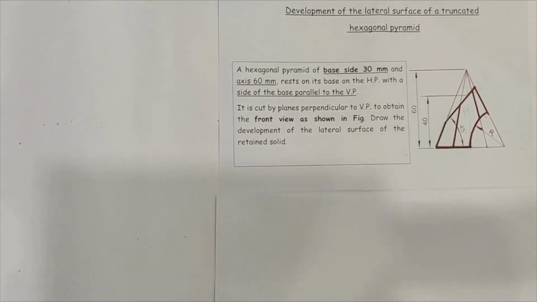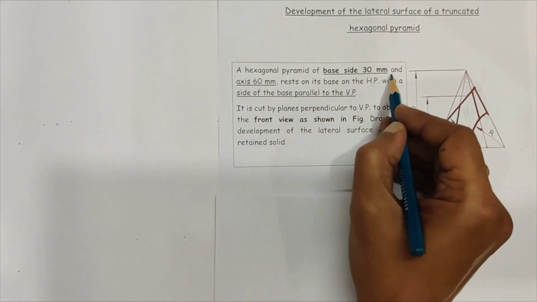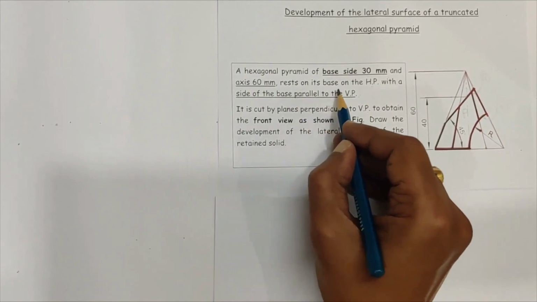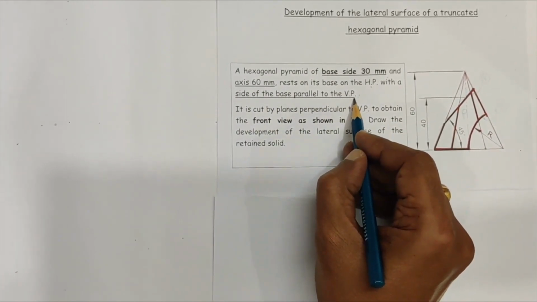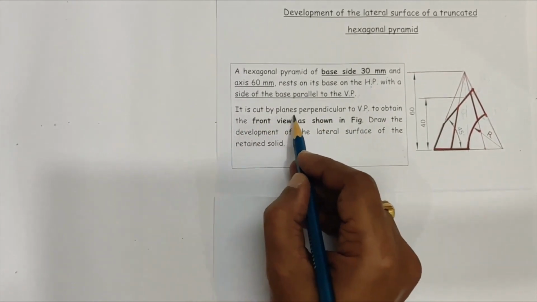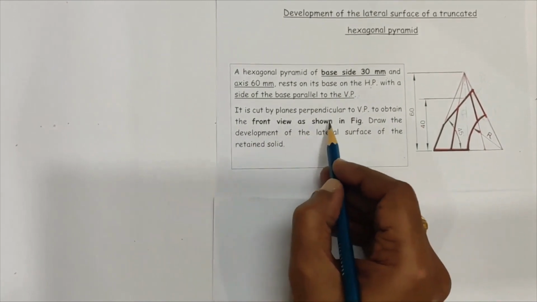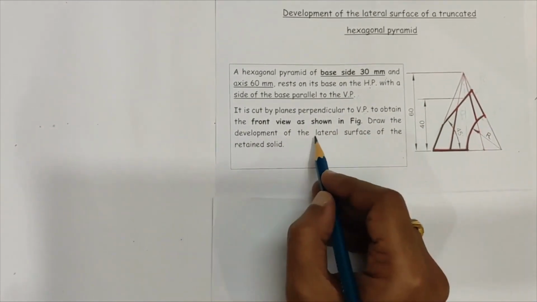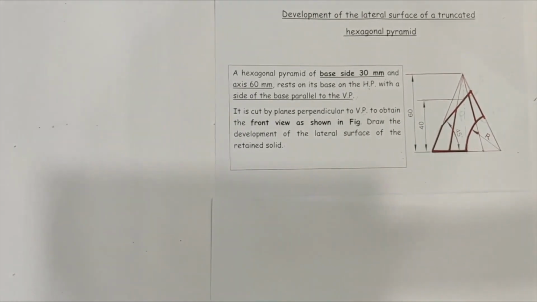The given problem is: a hexagonal pyramid of base side 30 mm and axis 60 mm rests on its base on the HP with a side of the base parallel to the VP. It is cut by planes perpendicular to the VP to obtain the front view as shown in the figure. Draw the development of the lateral surface of the retained solid.